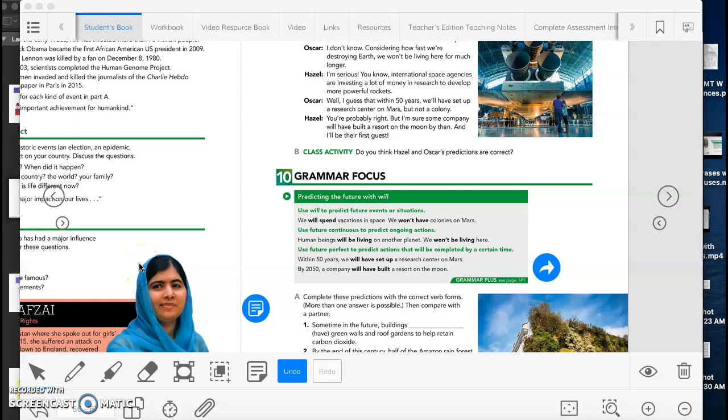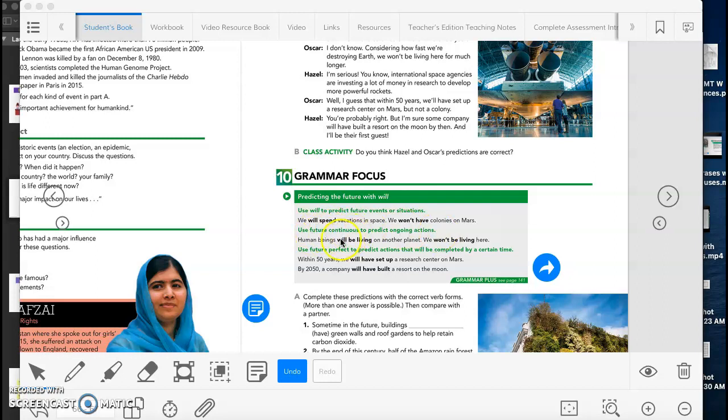Hello guys, so today we are going to be working with the second part of Unit 10. We have predicting the future with will. So basically we are using will to predict future events or situations. We are predicting because you are not sure about something, you are not 100% sure. So it's a prediction. It says we will spend vacations in space. We won't have colonies on Mars. Again, this is a prediction. They are not 100% sure. They just think this is the way things will be in the future.